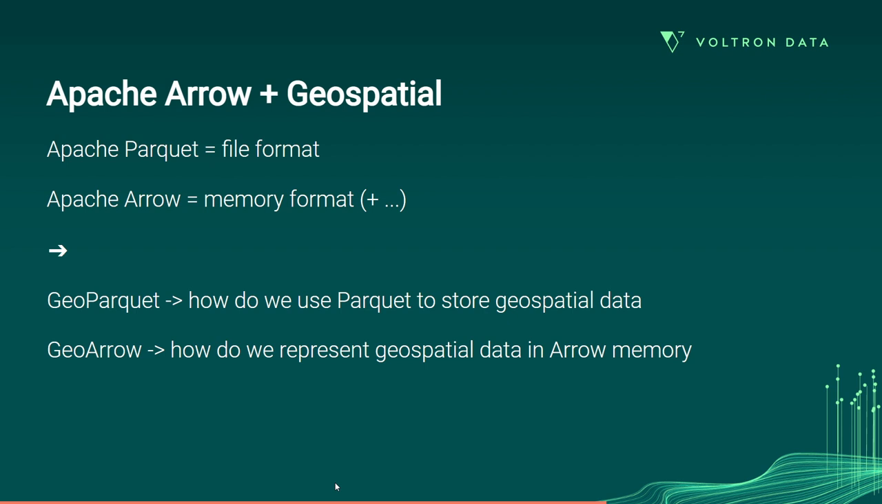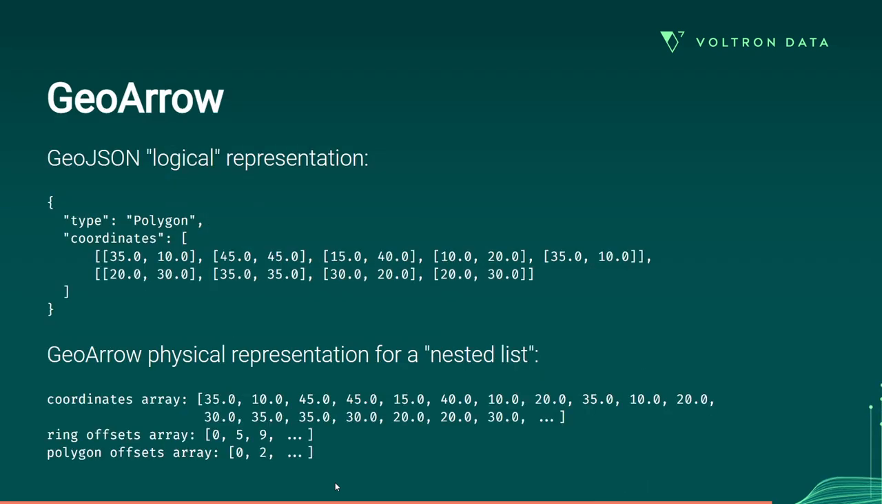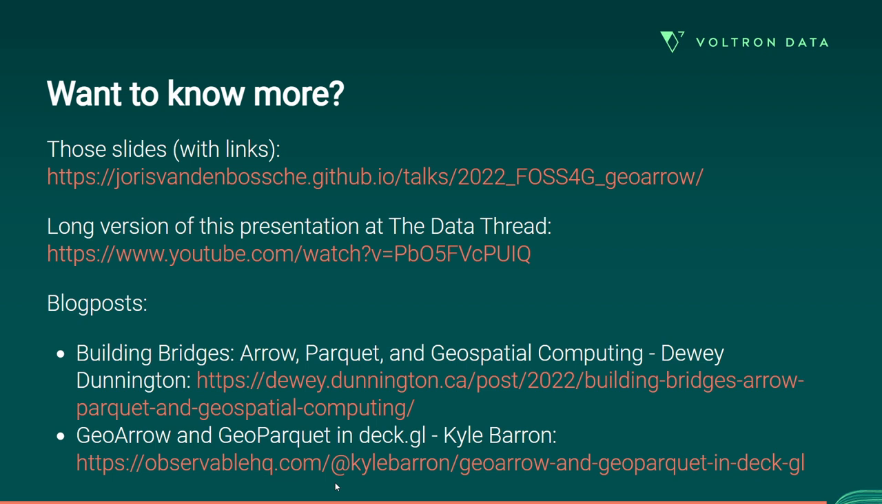Do we need something more? Maybe a little bit. And that's what we dubbed GeoParquet and GeoArrow. So GeoParquet is not a new file format. It's just agreeing on how we store geospatial data in Parquet. GeoArrow is also not a new memory format. It's just agreeing on how we are going to store vector data in Arrow. And so, for example, here there are some links if you want to know more, to the slides and to the long version and some interesting blog posts.